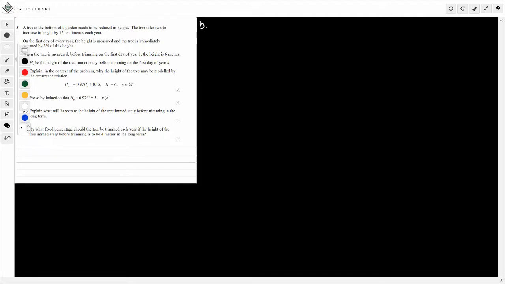So part B. Well, remember, for any proof by induction, we have to start with the base case. n is equal to 1. What do we get? Well, we're going to put it into this part here. So what will that give me? That's going to give me 0.97, well, if n is 1, that's 1 minus 1, to the power of 0, plus 5. Well, that's just equal to 1 plus 5, which is equal to 6. Well, h1 is 6. Perfect. It's true for n equals 1, right?